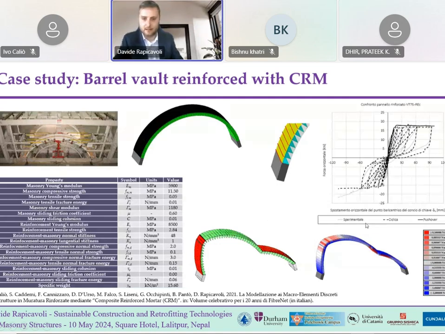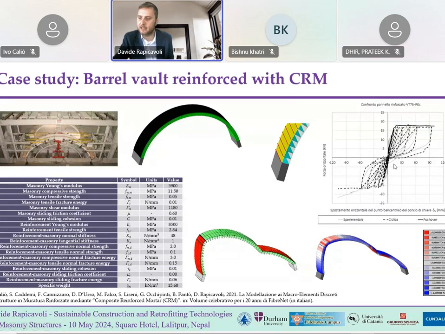This structure was tested in a laboratory, obtaining the cyclic response by cyclic analysis. This structure was modeled by means of the discrete macroelement method, considering the fiber reinforced element that Professor Kallio presented before, in which mechanical properties are reported in this graph.